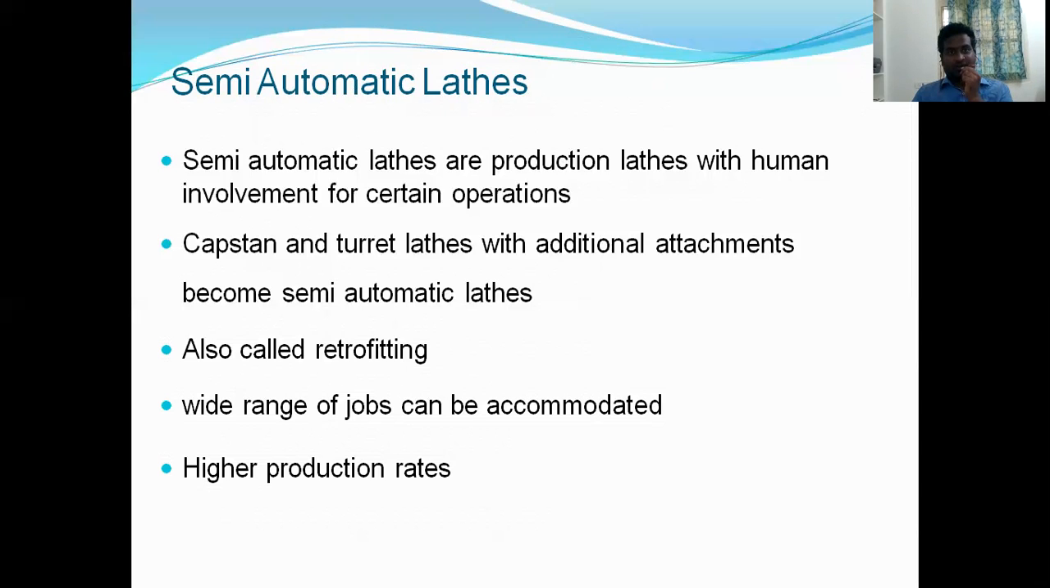What are those called? Semi-automatic lathes. The capstan and turret lathes with additional attachments become semi-automatic lathes, and they are also called retrofitting. A wide range of jobs can be accommodated, with higher production rates.